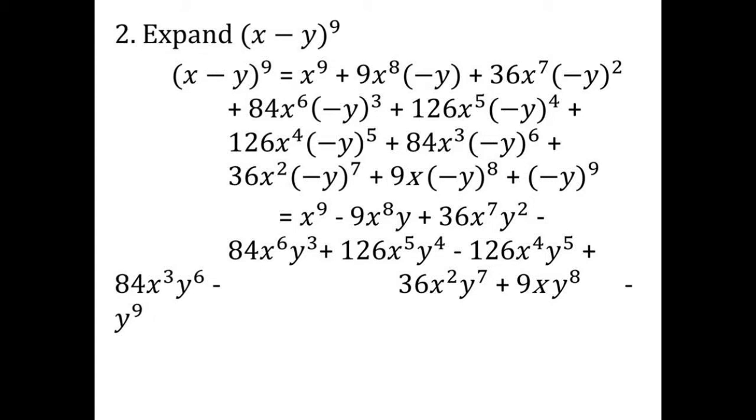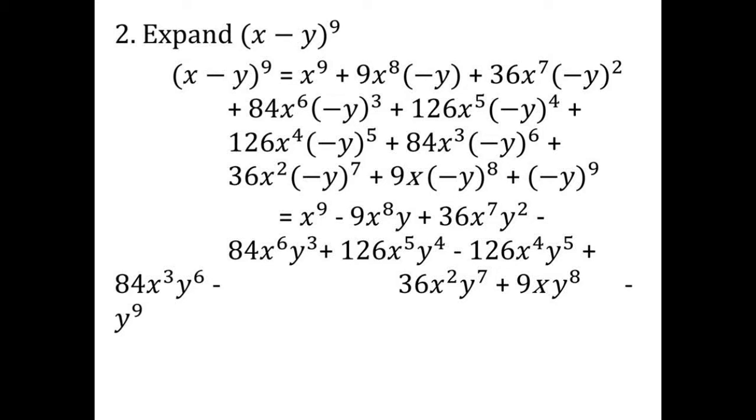is equal to x to the 9th minus 9x to the 8th y plus 36x to the 7th y squared minus 84x to the 6th y cubed plus 126x to the 5th y to the 4th minus 126x to the 4th y to the 5th plus 84x cubed y to the 6th minus 36x squared y to the 7th plus 9x y to the 8th minus y to the 9th. So another example will have coefficients.